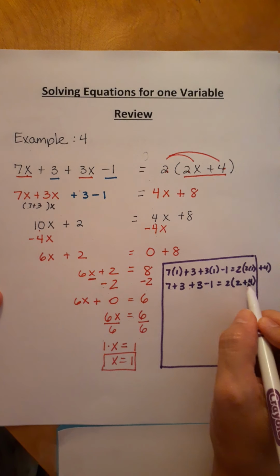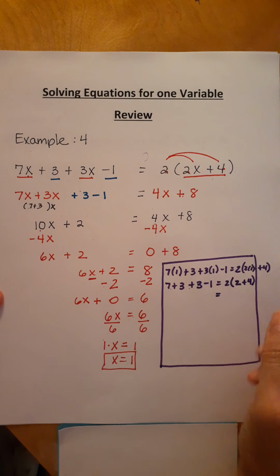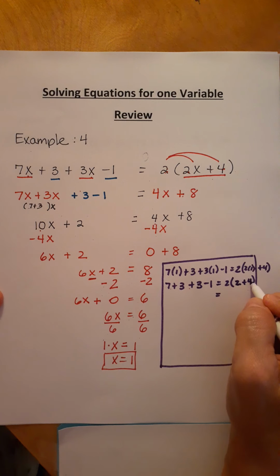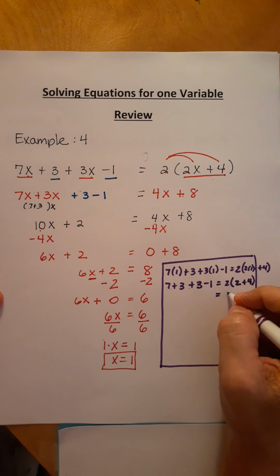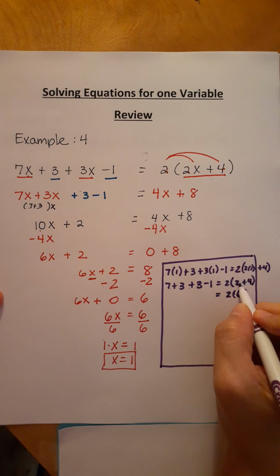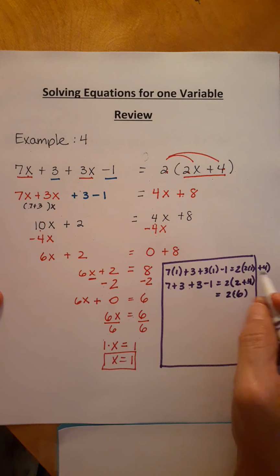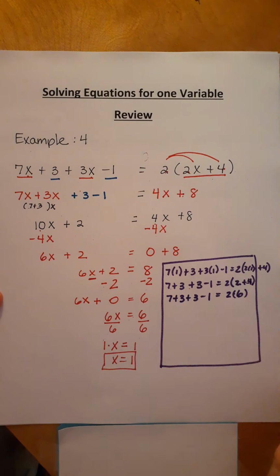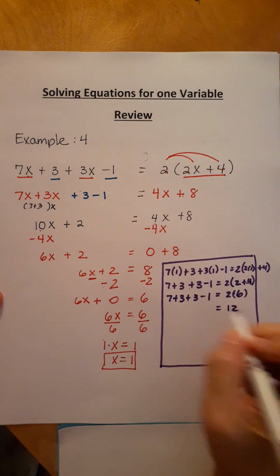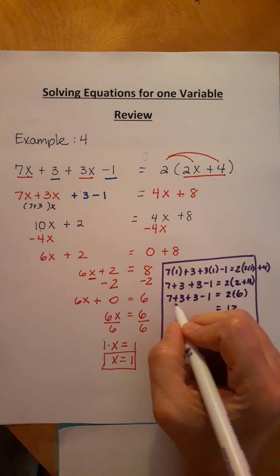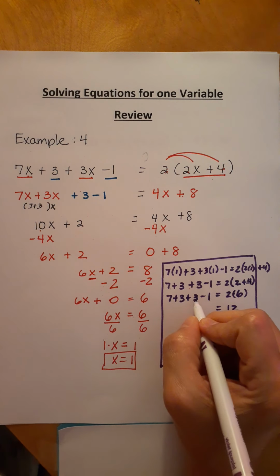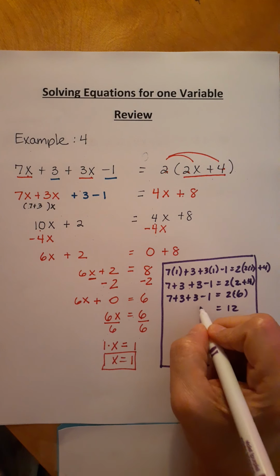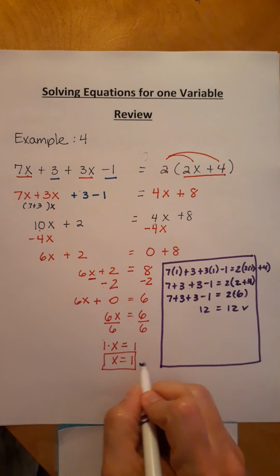So let's get rid of this part here. 2 plus 4 is 6. That is 2 times 6. Okay, 2 plus 4, that gives me the 6. 2 times 6 is 12. And I have 7 plus 3 plus 3 minus 1. So hopefully this whole thing gives me 12. Does it? 7 plus 3 is 10. Plus 3 is 13. Minus 1 is 12. And yep, that's our answer.